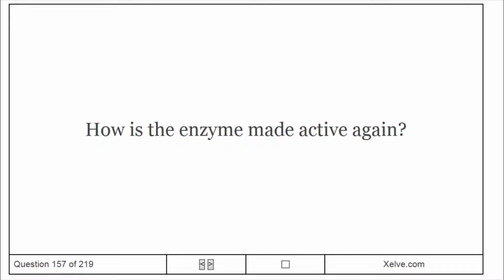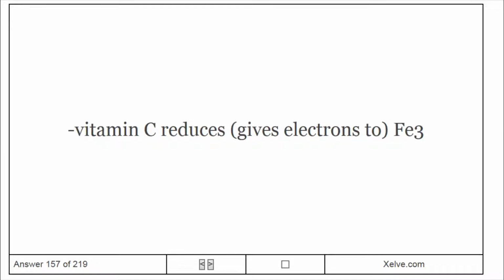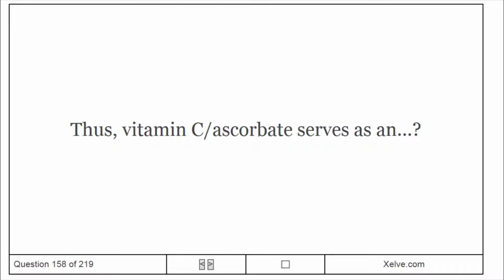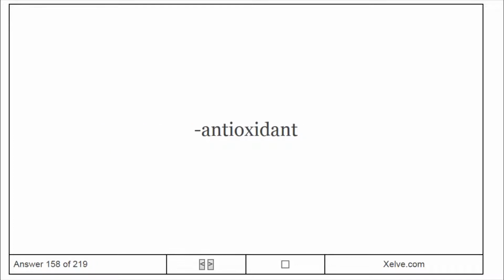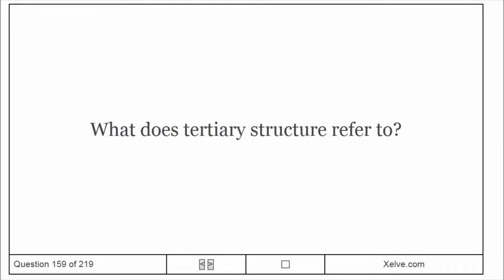Prolyl hydroxylase becomes inactivated. How is the enzyme made active again? Vitamin C reduces Fe3+. Thus, vitamin C, ascorbate, serves as an antioxidant. What does tertiary structure refer to?